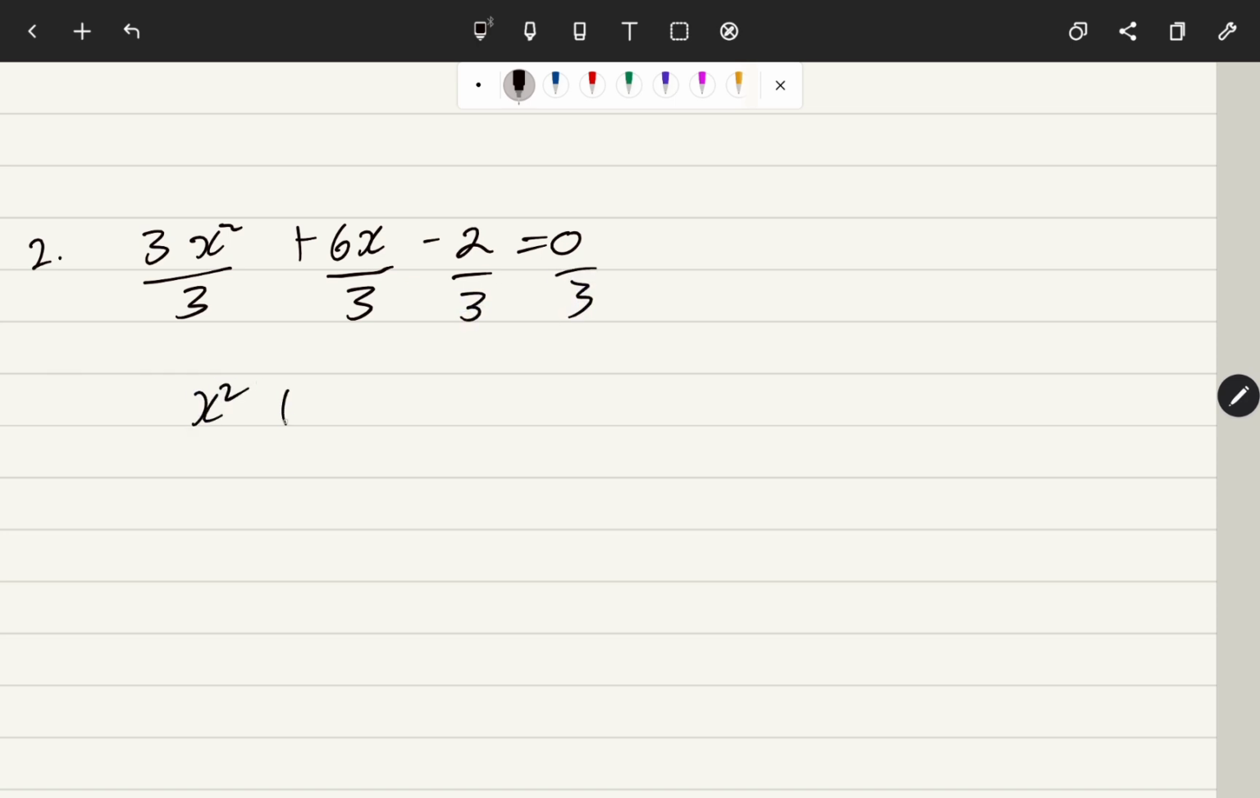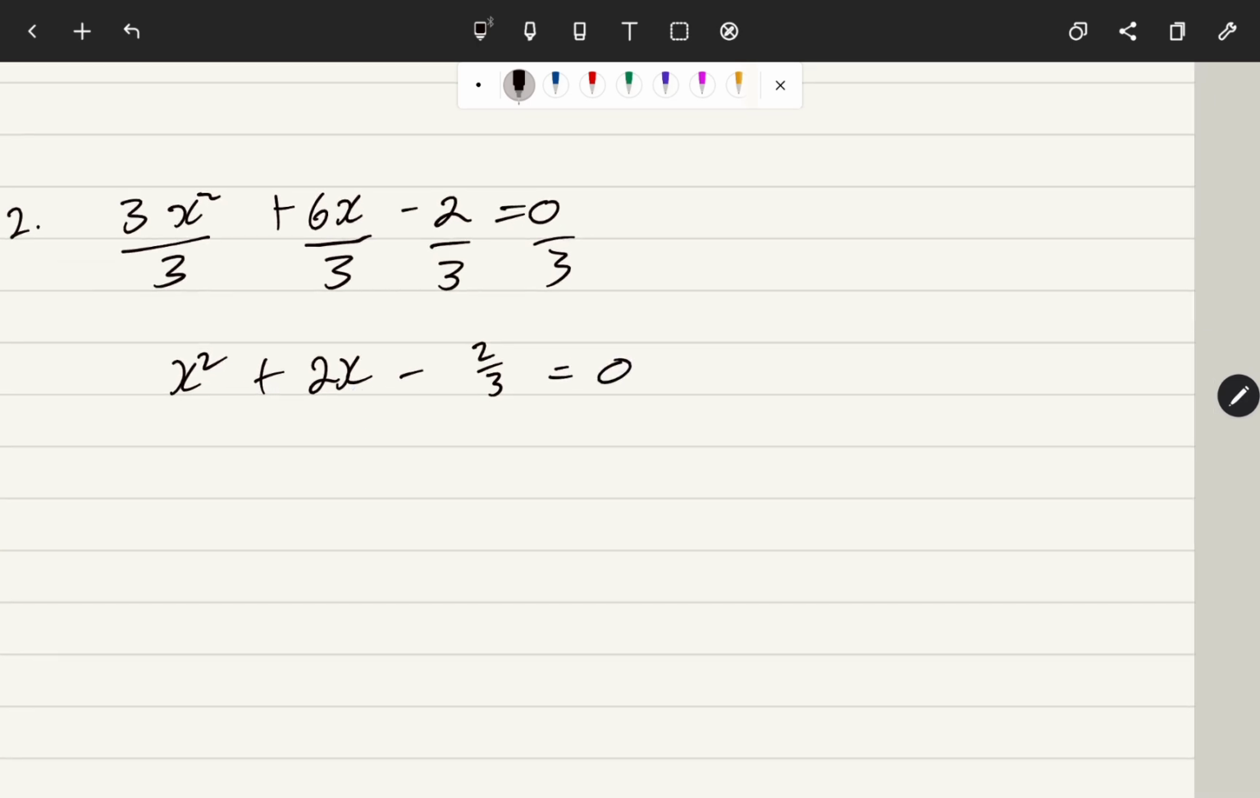We have x squared plus 2x minus 2 over 3 equals 0. Now we have 1 as our coefficient of x squared. The next thing, we focus on the coefficient of x. We divide it by 2, and we get 1. Remember, this 1 is going to be of our interest when we factorize. Cool.